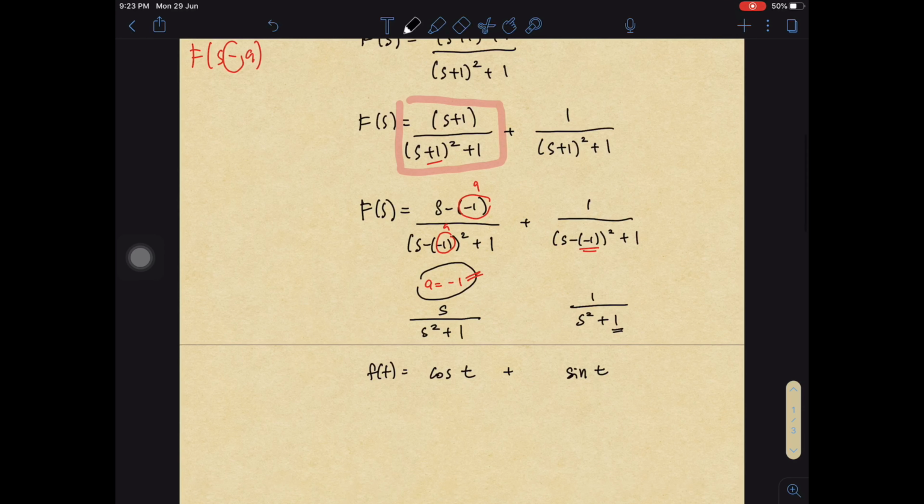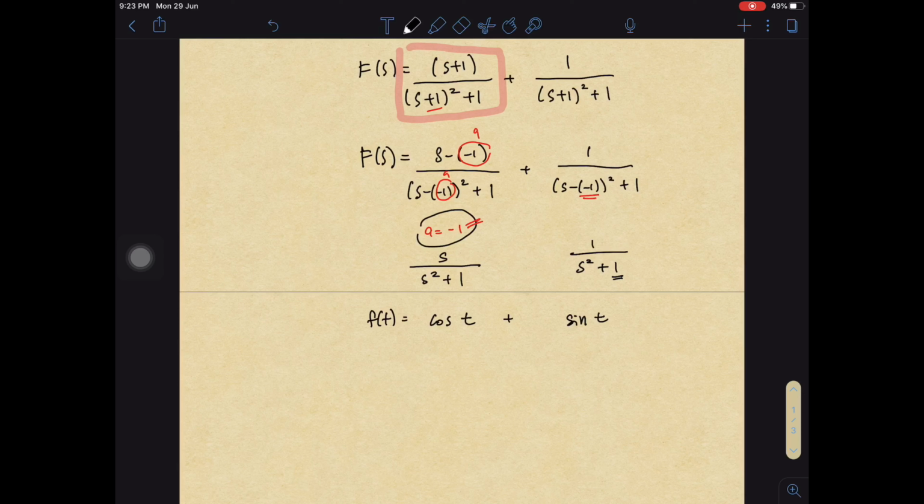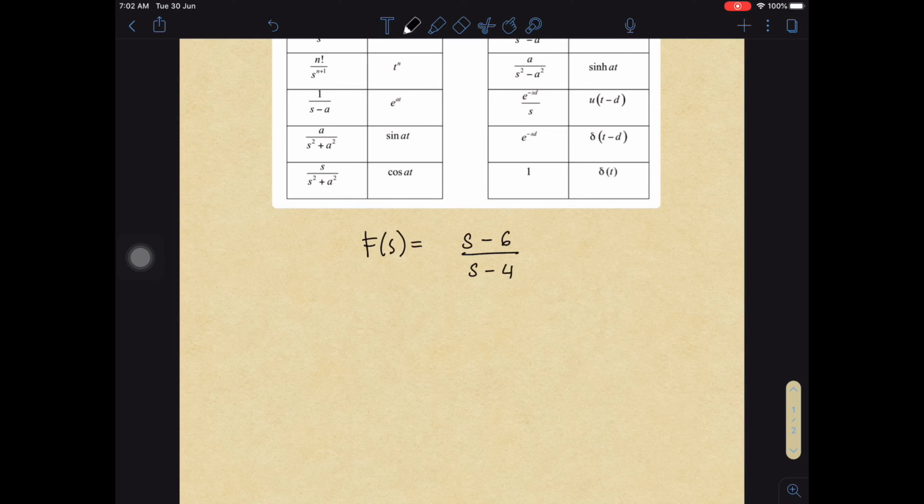Okay, then don't forget that this one is not the final answer, because all of this you need to multiply with the exponent e to the power of at, since we are using the first shift theorem. So with exponent at, your a is equal to negative 1, therefore you have e to the power of negative t times (cos t plus sin t). This one is your final answer. See how to solve this F(s).